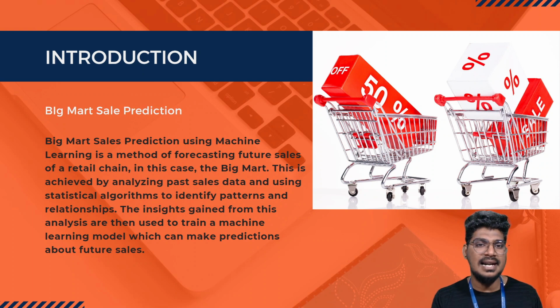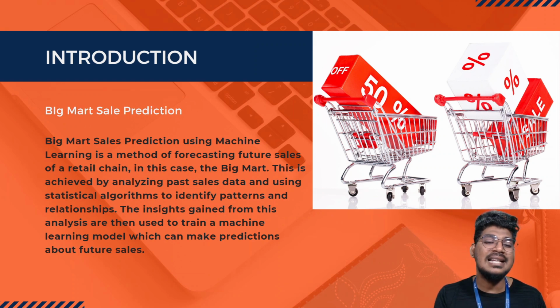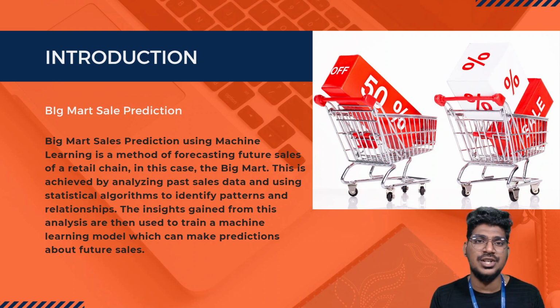this is achieved by analyzing past sales data. So why? Because the past data we are going to feed into the system. Okay, that particular system is going to be analyzing and training itself. So here we are going to use a statistical algorithm to identify the pattern of that particular sale. That means we are going to extract the features from that particular data. That is nothing but the pattern, and also the relationship between each and every feature.